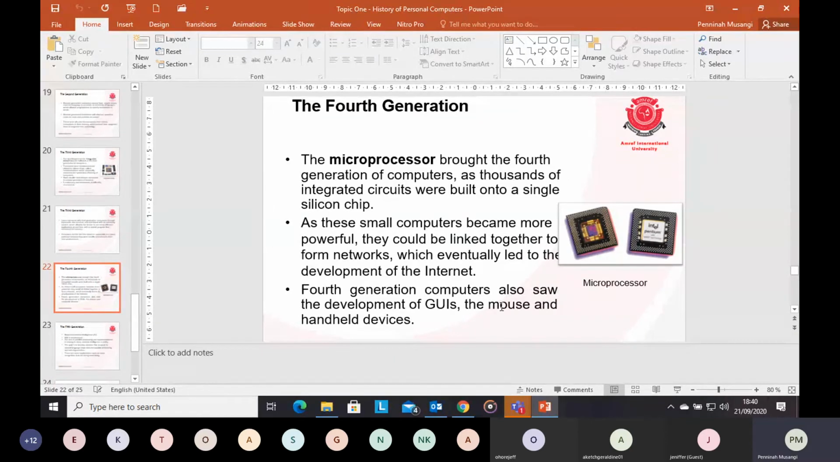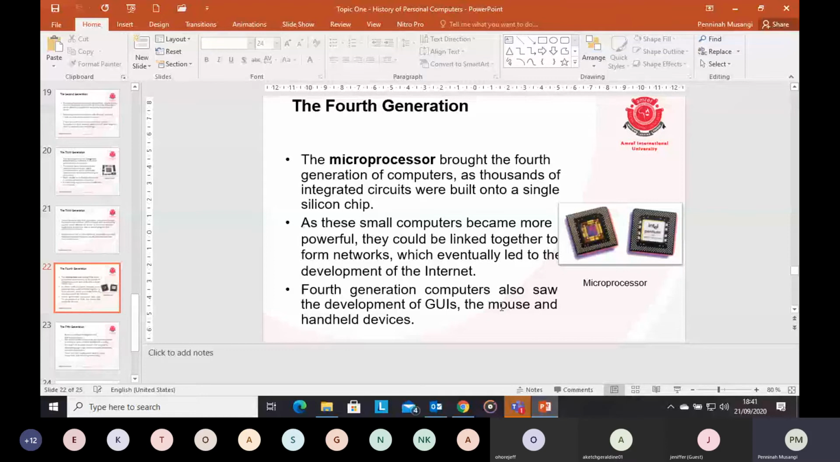The fourth generation of computers: the microprocessor came in. This is what replaced the integrated circuits. We say that one microprocessor replaced thousands of integrated circuits. What happened is that thousands of integrated circuits were built onto a single silicon chip.